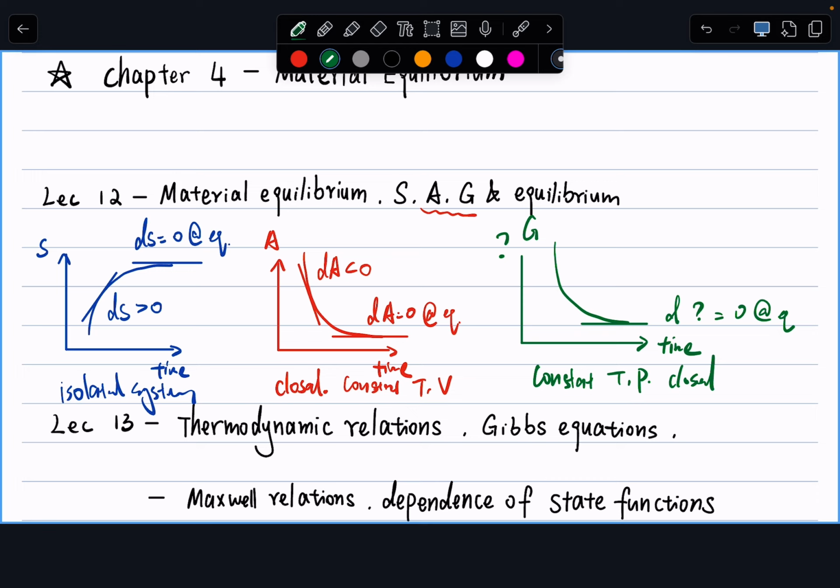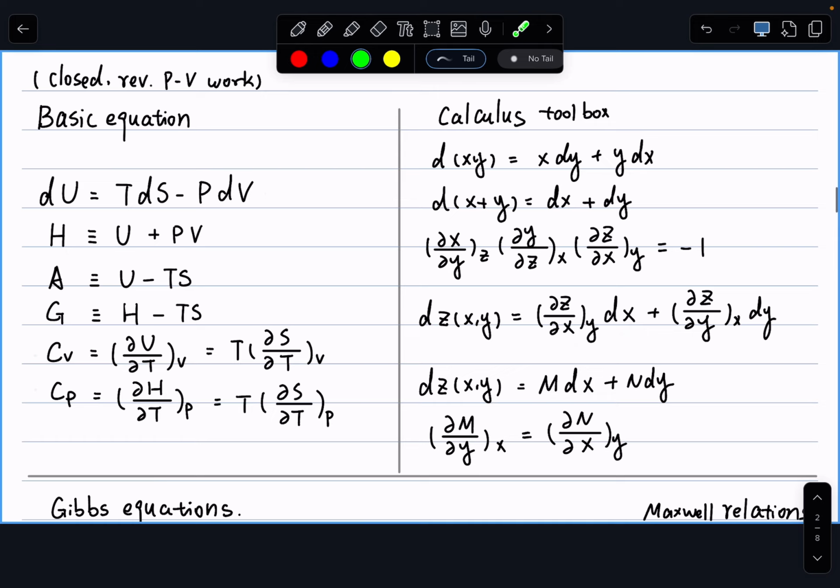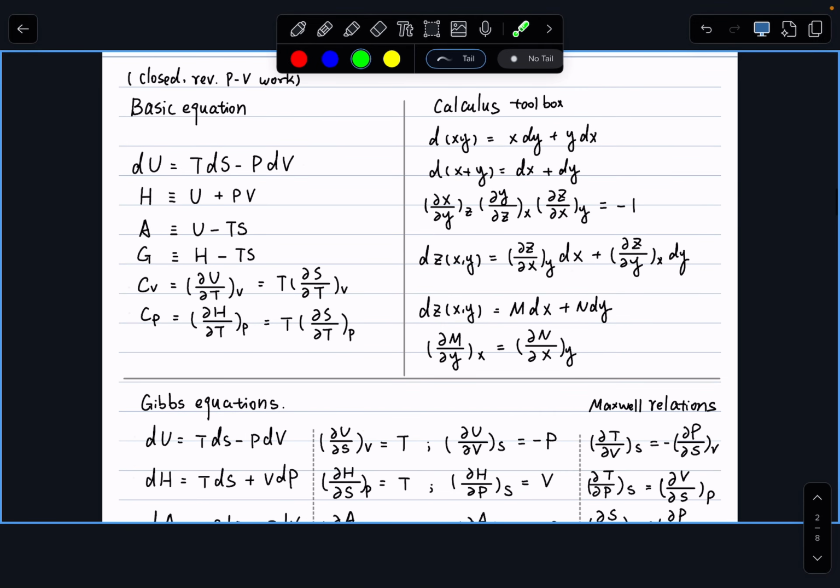And then in chapter 13, we start talking about thermodynamic relations, Gibbs equations, Maxwell relations, dependent of state functions. And in chapter 14, calculation of changes in state functions. So for this one, this is the equation sheet that I make. It works for me because I'm the kind of person who likes to derive everything from scratch.